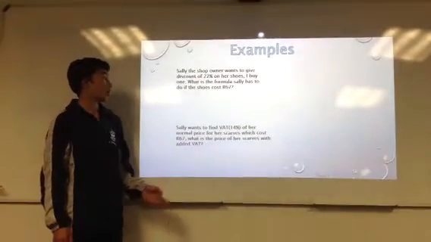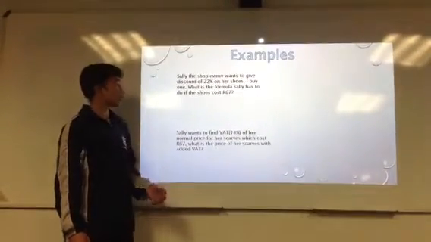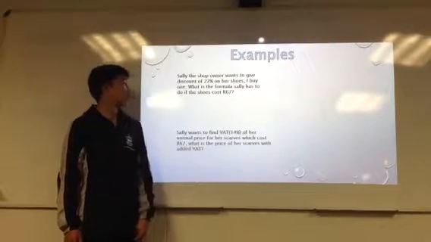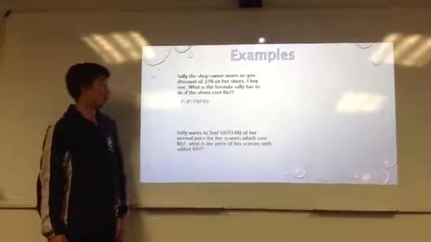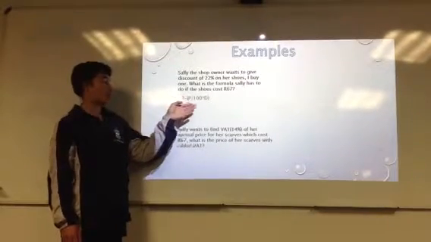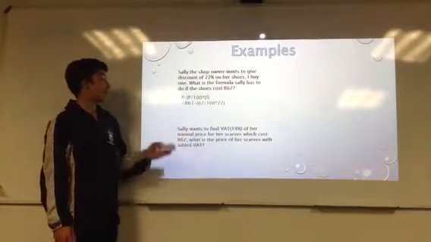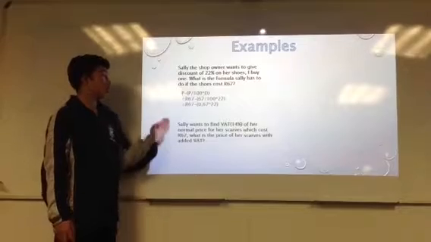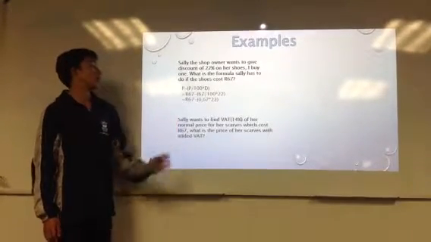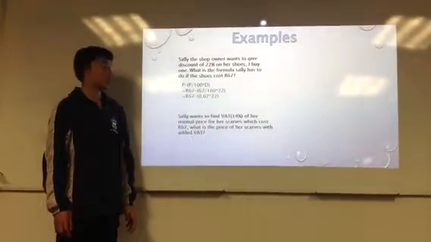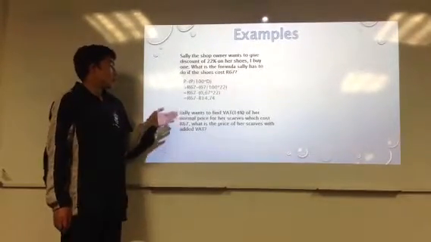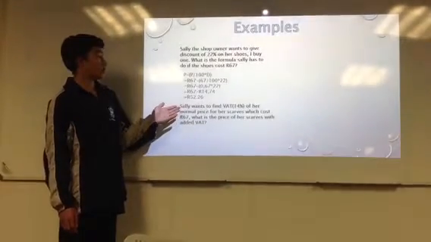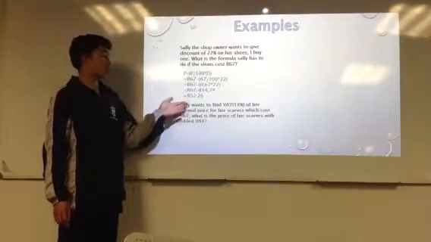Example: Sally the shop owner wants to give a discount of 22% on her shoes. If I buy one, what is the formula Sally has to use if the shoes cost 67 Rand? P minus P divided by 100 times D. 67 minus 67 divided by 100 times 22. This equals 67 minus 0.67 times 22, which is 67 minus 14.74. This equals 52.26. This would be the discounted price that I would be paying.